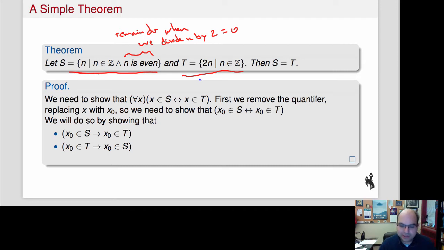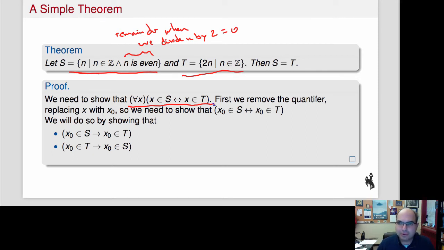So let's look at it. I want to show that two sets are equal. So what does that mean? I want to prove this property. For all x, if x belongs to set S, it also has to belong to set T, and vice versa. It's an if and only if, right? So how are we going to prove this logical statement?